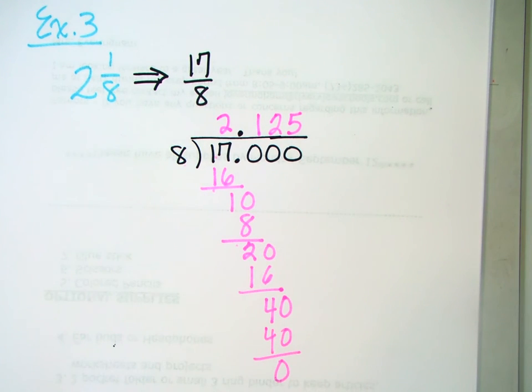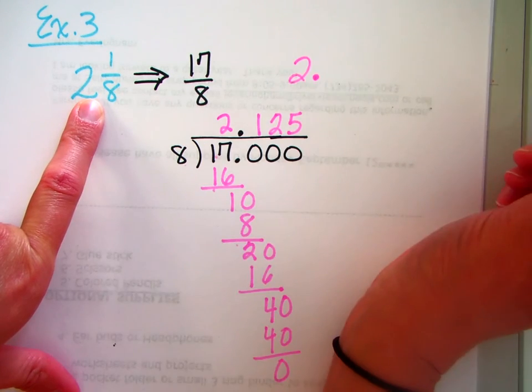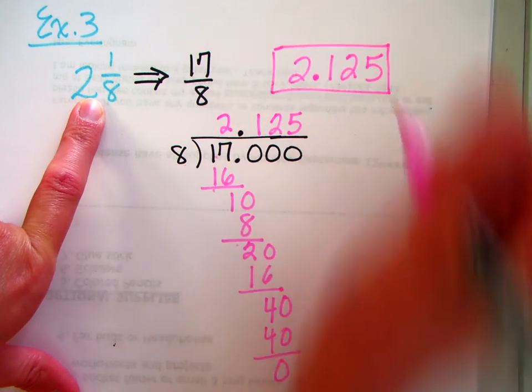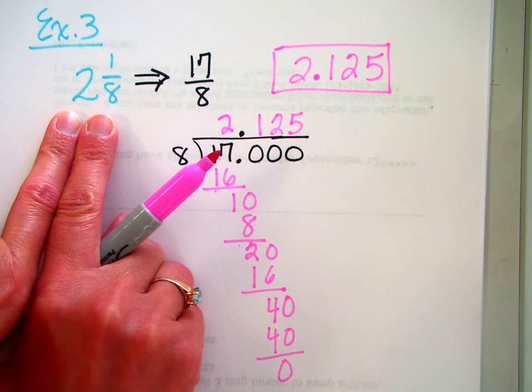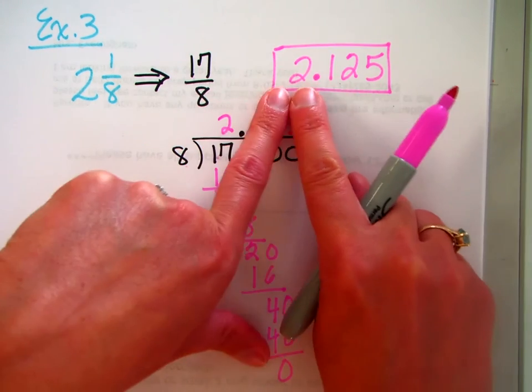Ready? What if you put 0.2125? Would that still be right or wrong? Right. We want our whole number in front. So it'd be 2.125 as our decimal. Okay? And think about it too, when it was a mixed number, your whole number is 2 and 1/8. So now we just have 2 and then the decimal there, okay?